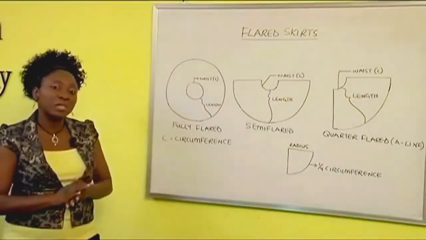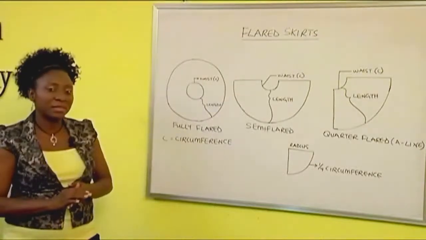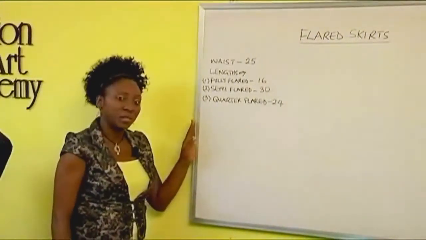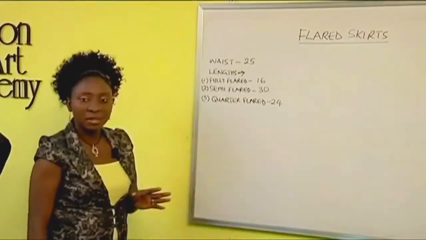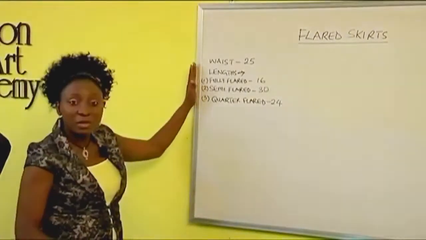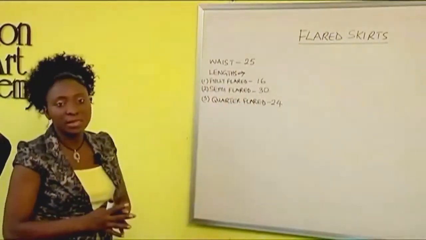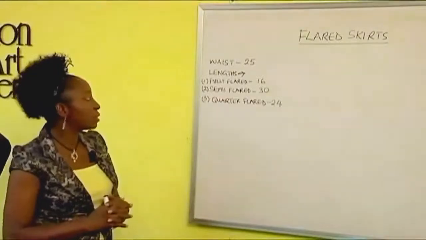So why don't we look at the measurements we will need to make our skirts. These are the measurements we're going to use to make our skirts. Now we have the waist, which is a known measurement. Our waist is 25 inches. That's what we're going to be using to make the skirt.